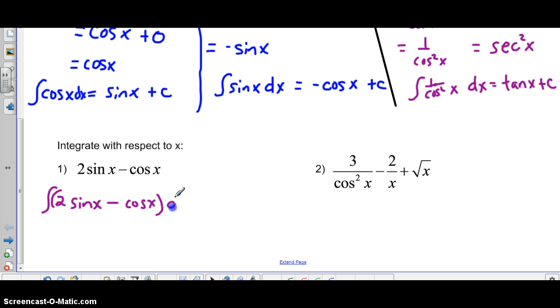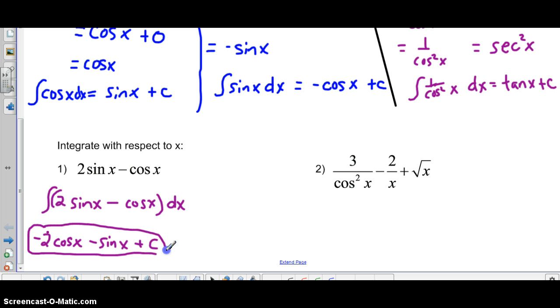So remember, 2 sine of x, our integral of sine would be negative cosine of x. So the first part will be negative 2 cosine of x, and then our integral of cosine of x dx is positive sine of x. So the integral of negative cosine of x would be negative sine of x, and then we do not know if there's a constant, so it'll be plus c. So there's our final answer for problem number 1.